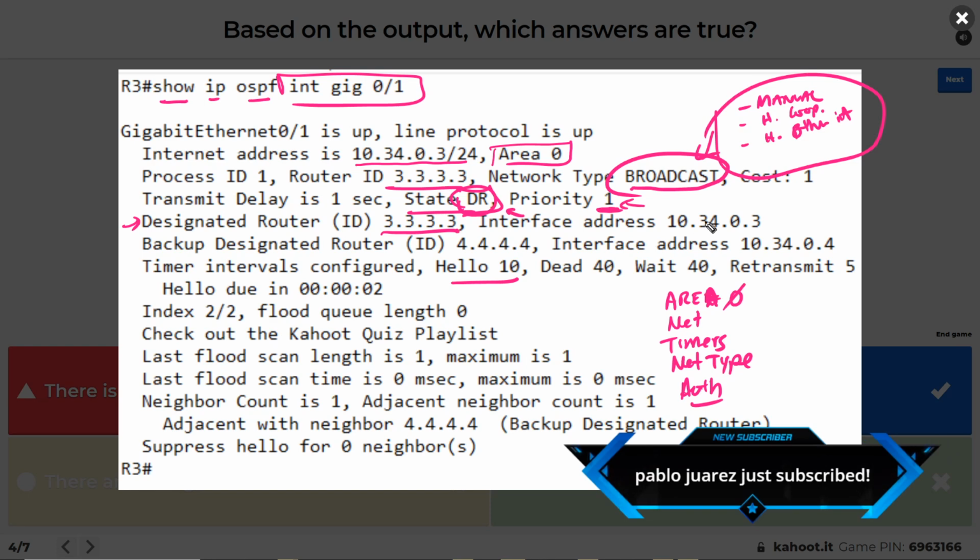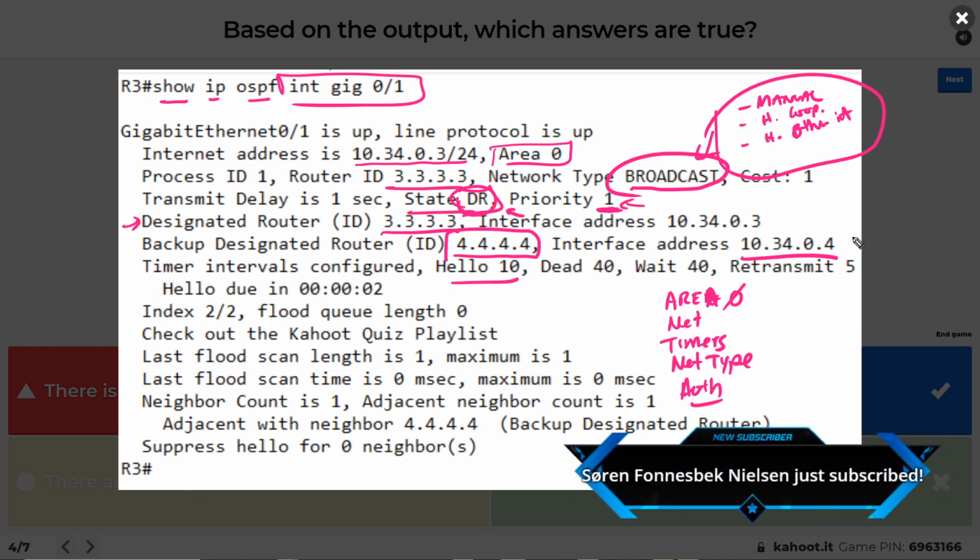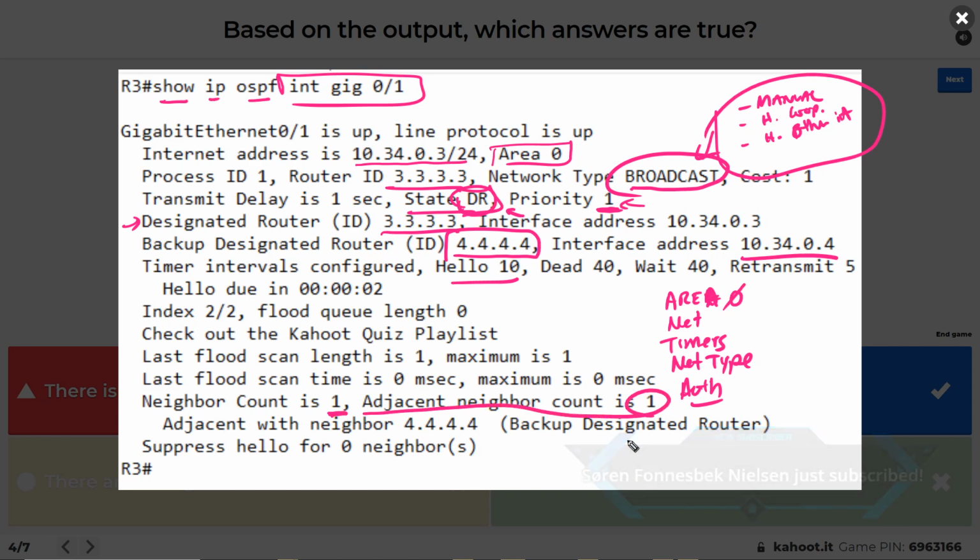All right, so then we go down here, and I'm the designated router. There's the backup designated router at the router ID of 4444, whose address is 10.34.0.4. And down here it says neighbor count is 1, and my full adjacency count is 1. So I've got one neighbor, and I'm fully adjacent with them. And it says I'm adjacent with 4444, who, by the way, is the backup.